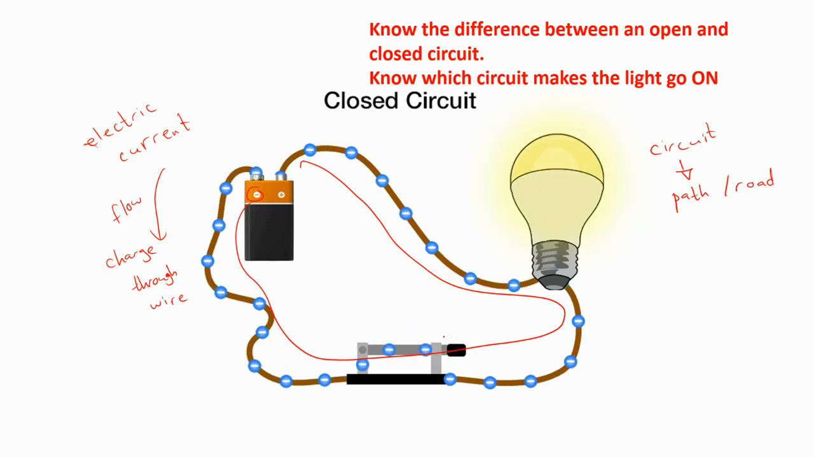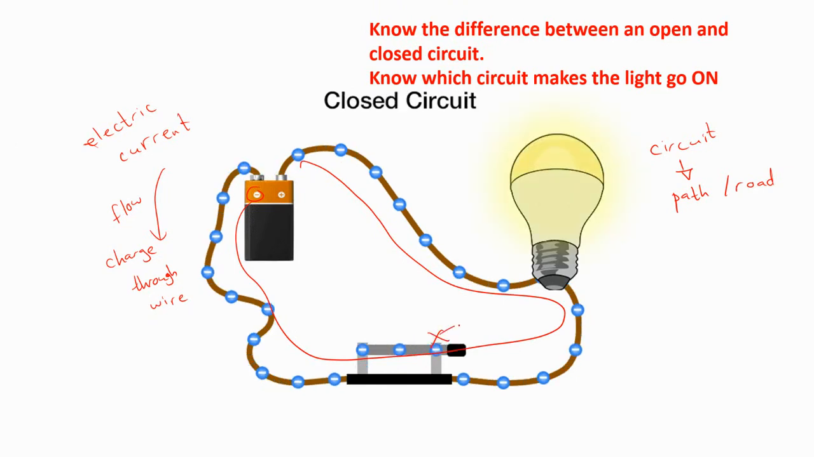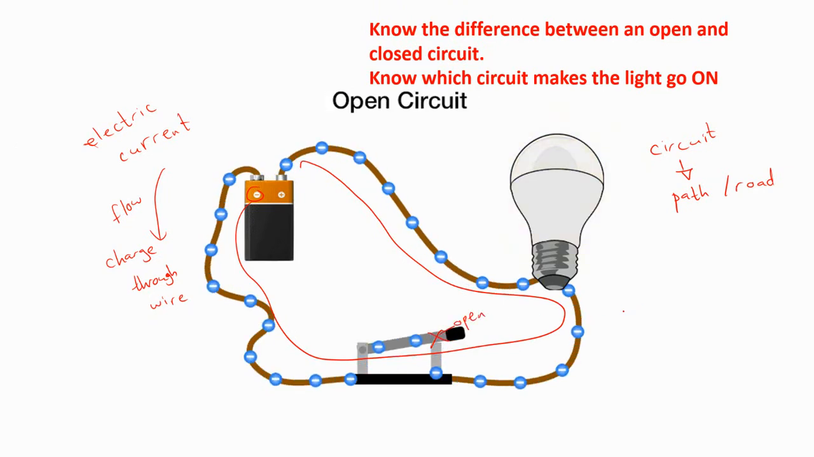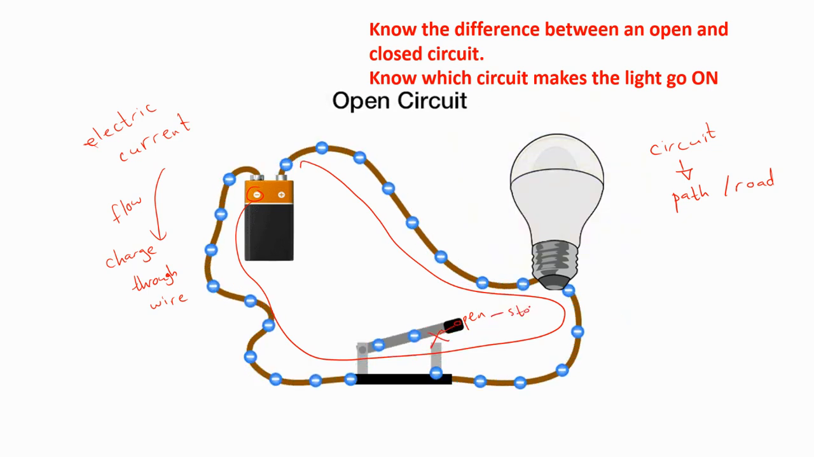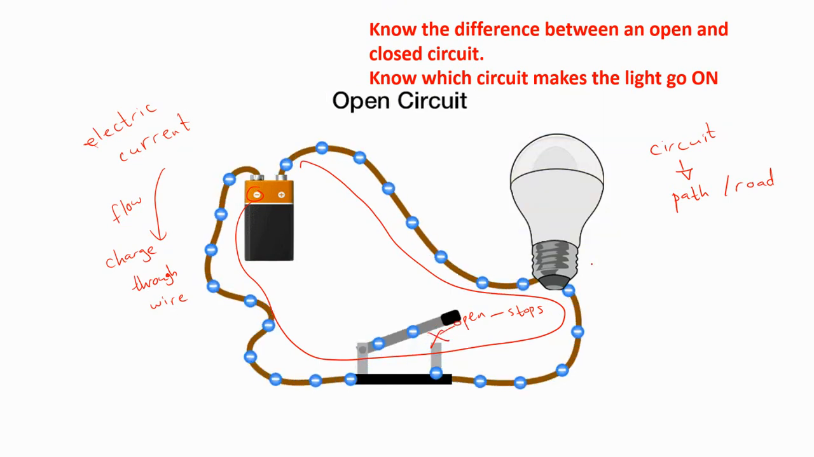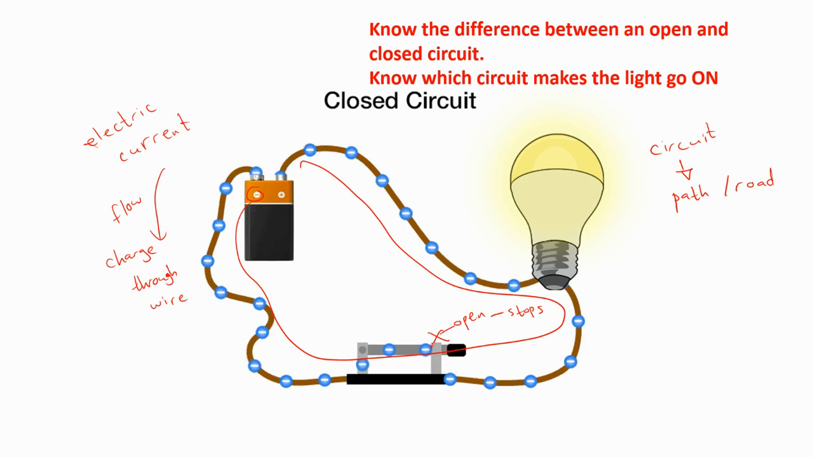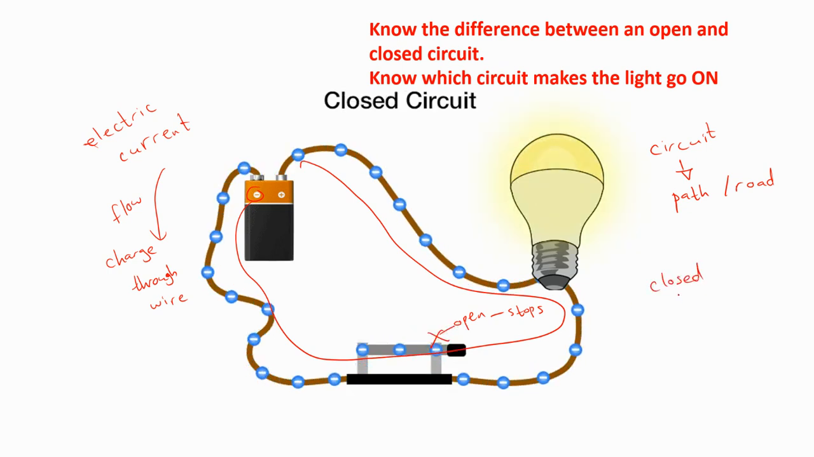If it is open, you will see that it breaks the circuit. So when it is open, it will cause the electric current to stop. So an open circuit will stop the flow of current. And this is how we can control it. We don't want electricity to just flow forever. Sometimes we want it to stop. And we use a switch to open the circuit so that we can stop it from moving. When it is closed, a closed circuit will allow the electricity to flow.